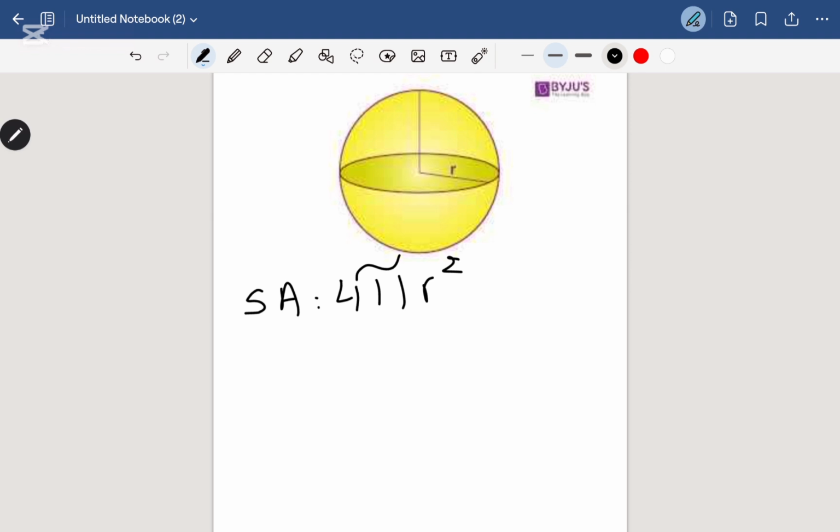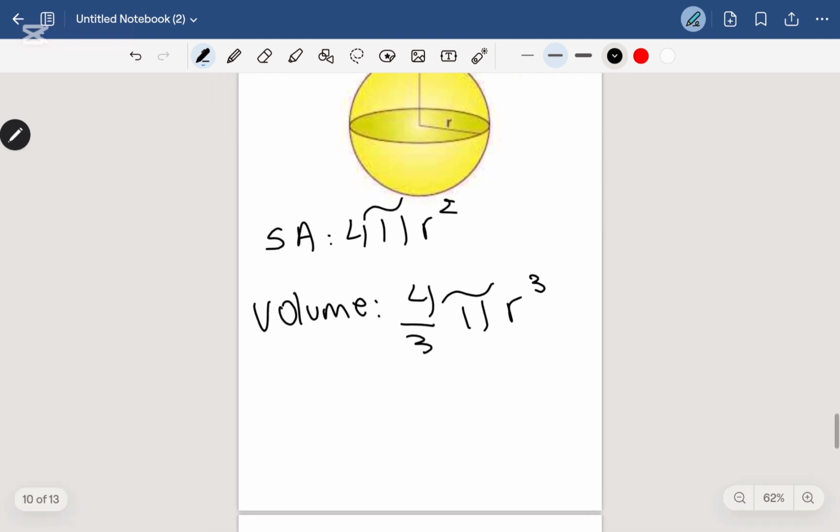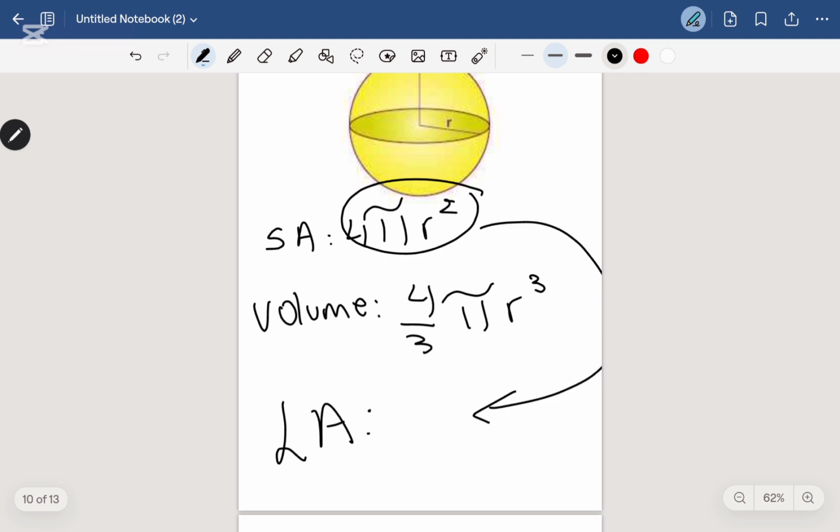Keep this in mind. Now the volume of the sphere is 4 over 3 pi r to the power of 3. Now finally, the lateral area. There is no such thing as a lateral area for a sphere. So if they were to ask you about the lateral area of a sphere, you would put 4 pi r squared, because there is no such thing.